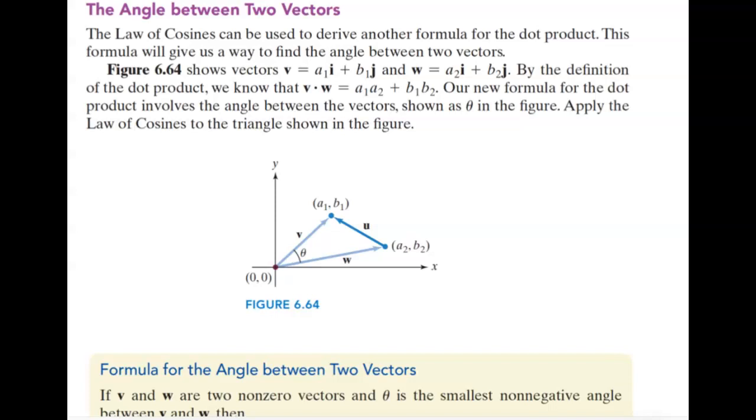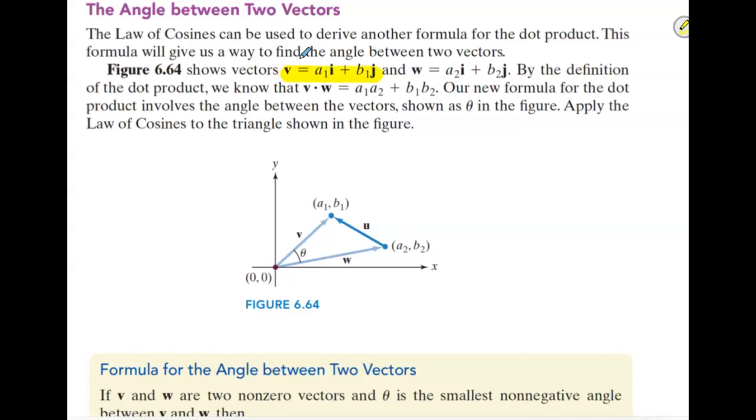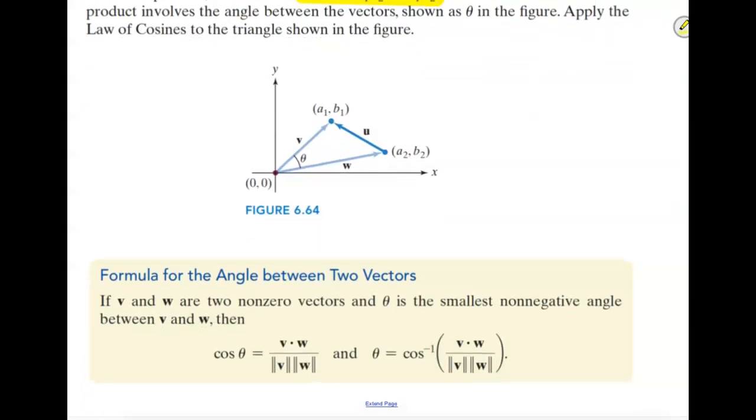So what we have in this figure 6.64 is two vectors. The first vector is vector v as a linear combination, and then vector w also as a linear combination. You can find that dot product using that formula, or the new formula below allows you to find the angle between the two vectors.